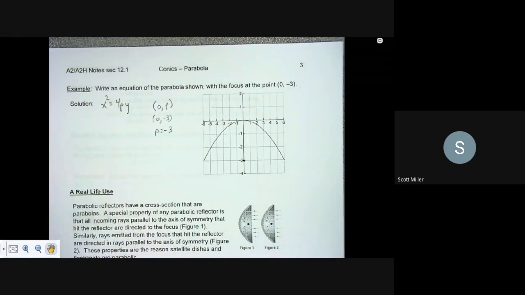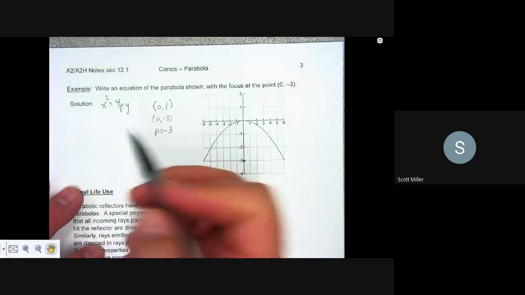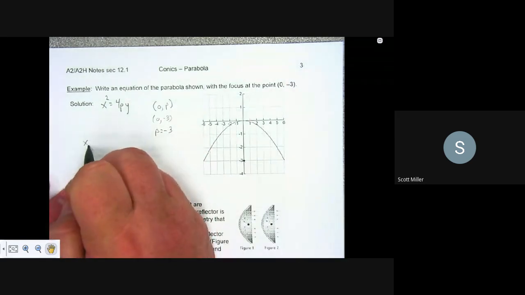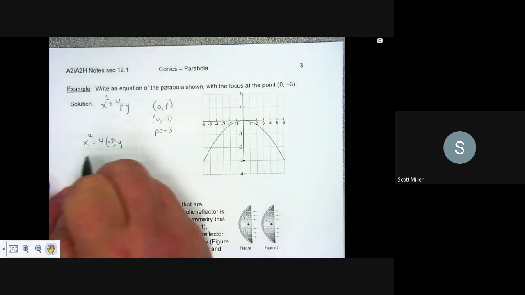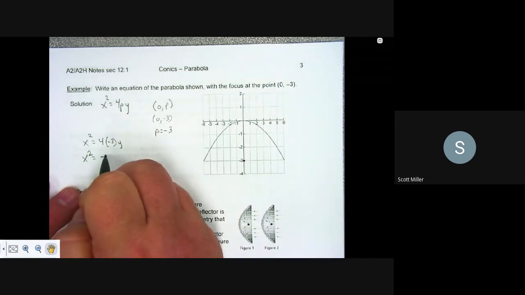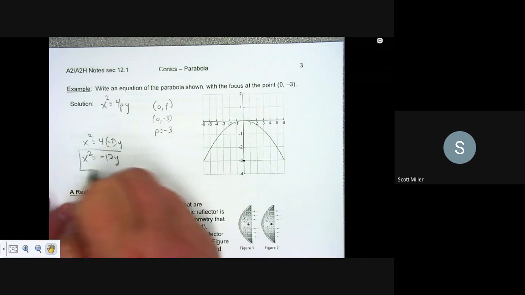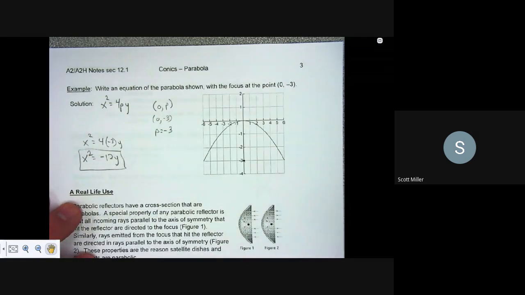Once I have that value for p, I can just plug it into my equation right here. So x squared equals 4 times -3 times y, or x squared equals -12y. And there's my equation of that parabola.